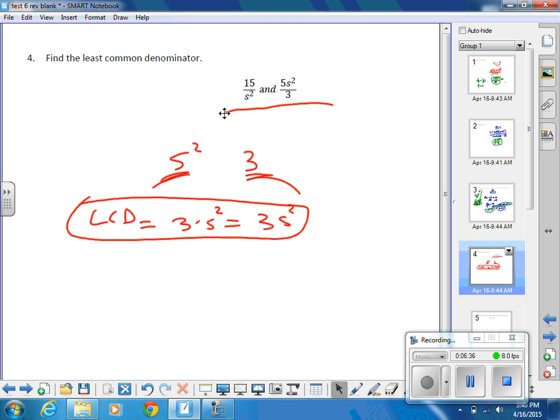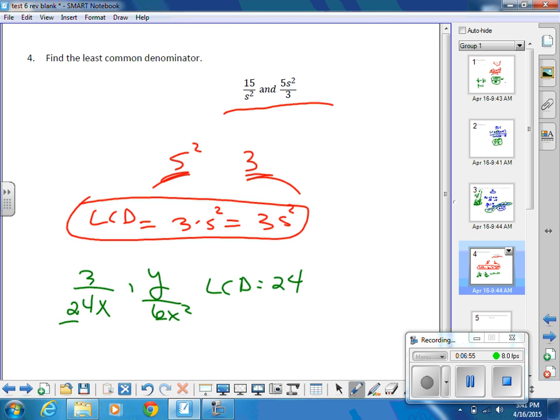So what was I just talking about? Well, what if I gave you something, like let's just say 3 over 24x and then y over, like I said, 6x squared, right? Well, finding the least common denominator here, because 6 goes into 24, 24 will be your number, all right? It's not going to be bigger than 24 because 6 goes into that, okay? And they have an x squared in common. They have an x squared as the biggest one.